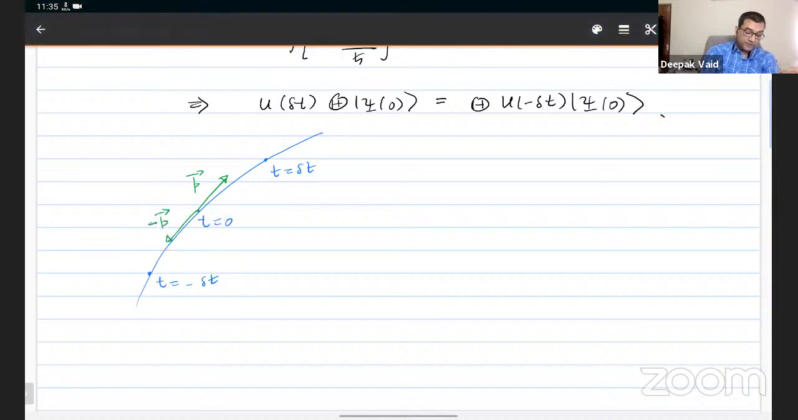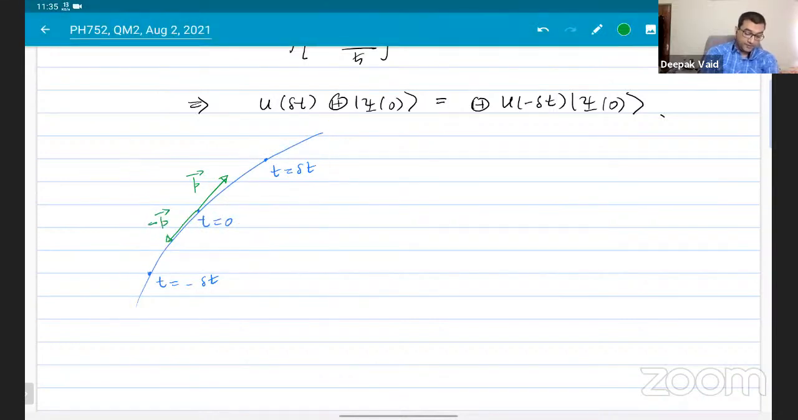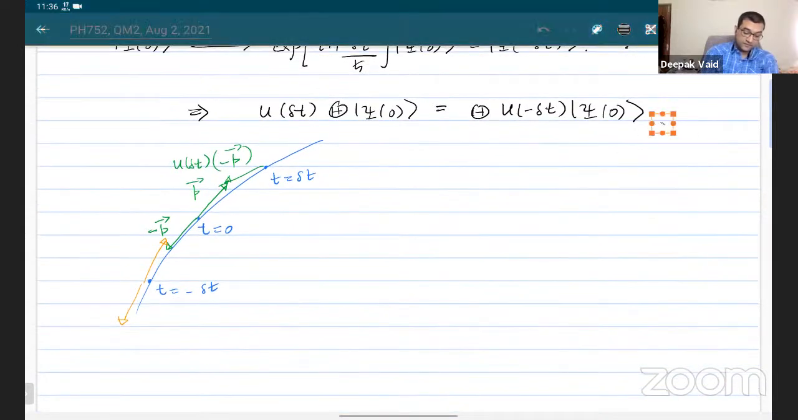And then we evolve this forwards in time. So we evolve it forwards in time, and we get something like minus p with U of delta t acting on it. The other possibility is that you start with p and you evolve backwards in time, and then you take the time reversal. Let me try to use a different color. This is the time reversed part of the backwards evolved momentum. I won't go into it more than this. This is a little bit confusing, but this should be true.